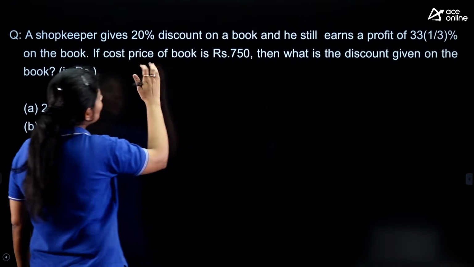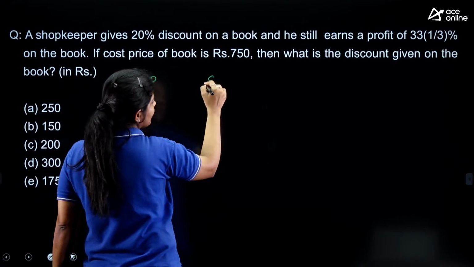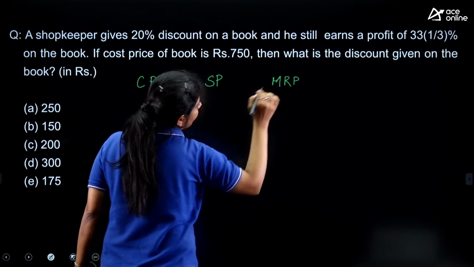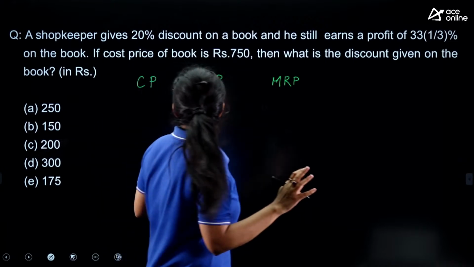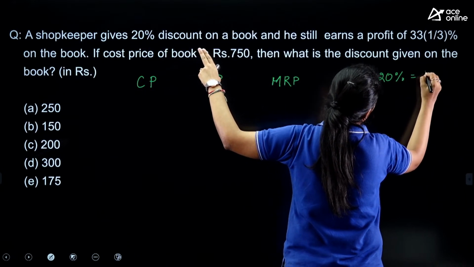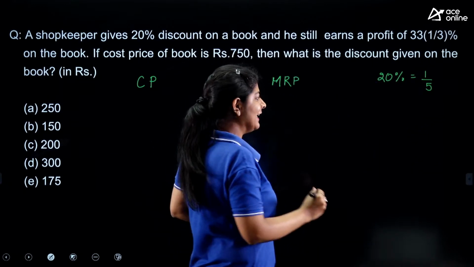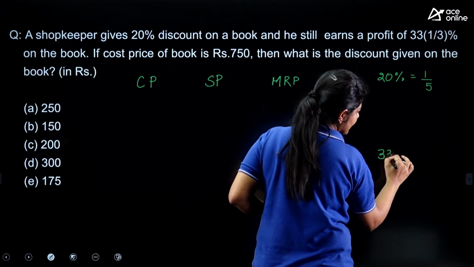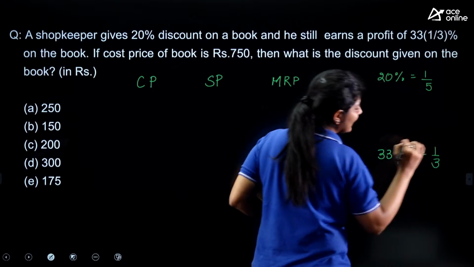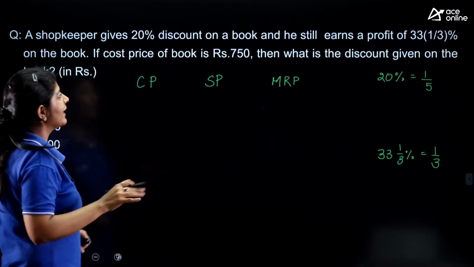Here, we know that we have 3 terms: cost price, selling price, and the marked price. Right? We know that we can write 20% as 1/5 in fraction. And we can write 33 1/3% as 1 by 3 in fraction, right? Okay. We are all aware of these terms.